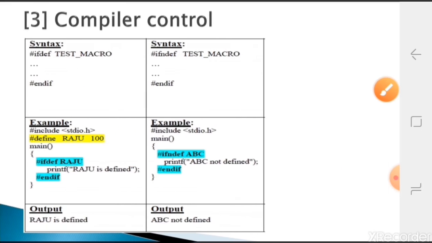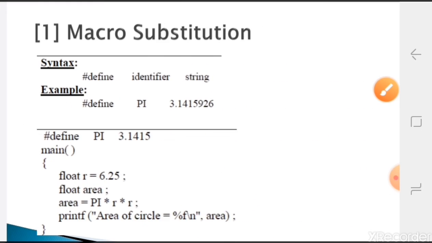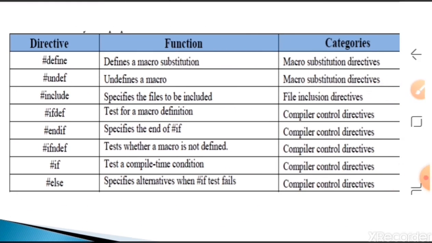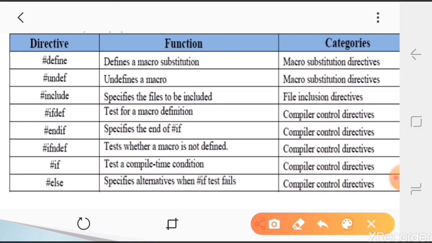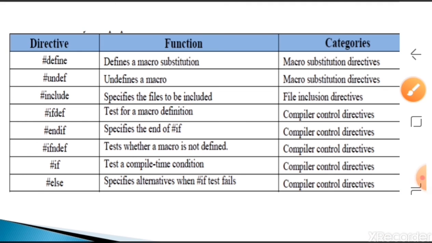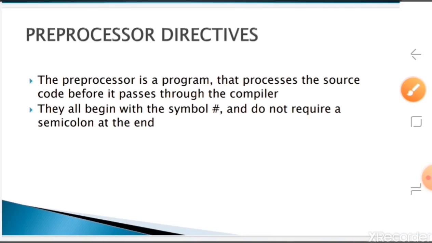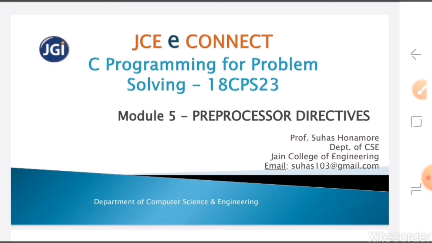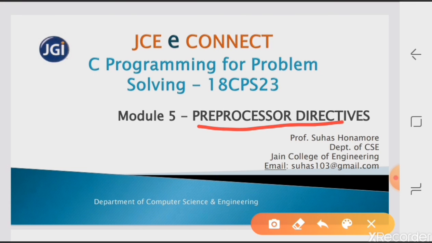So these are the very few macros for your syllabus. Whatever your syllabus has, those macros we studied. Actually more macros are there, more directives, more constant things are there inside #include and all those things, but these are the very few listed in the syllabus, only those we studied. Okay, so this completes your preprocessor directives chapter.